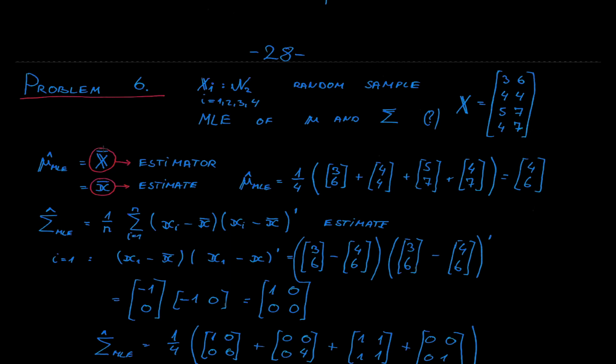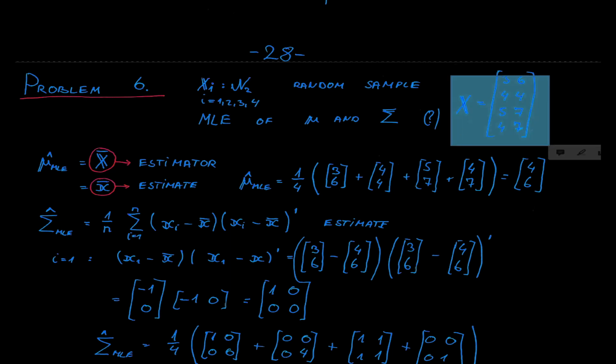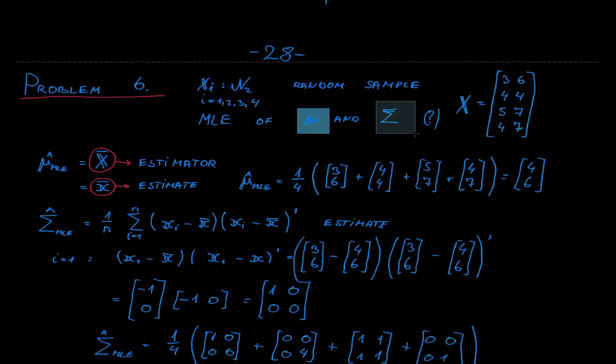Let's go to the following problem, the 6th in our case, and see how we can compute the maximum likelihood estimates when we are given a random sample. So we have 4 vectors that are distributed as a bivariate normal distribution with given data in matrix X. So this is our matrix X, and using that we need to estimate mu and sigma using the maximum likelihood estimate.